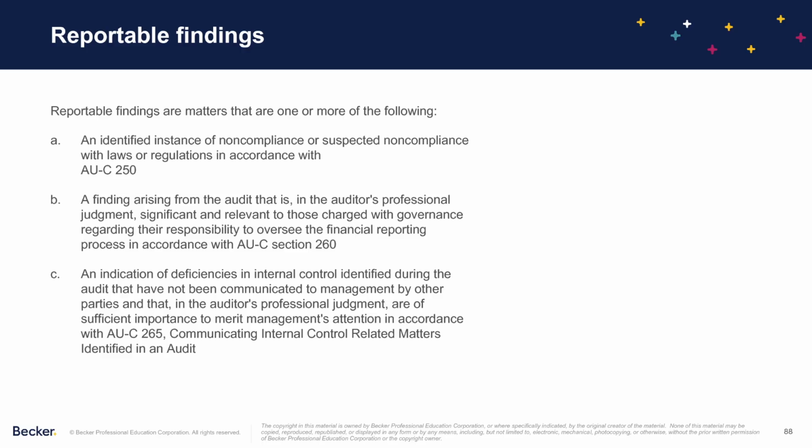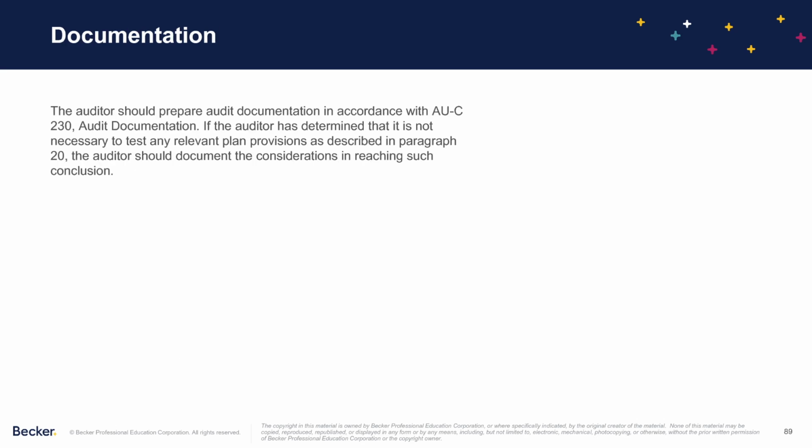So when you are doing your audit work and you identify something that's not in accordance with the criteria, for example, the plan instrument, you need to evaluate whether it should be reported under this reportable findings definition. If you are going through this, the auditor should prepare audit documentation in accordance with AUC 230, which is our audit documentation standard. If the auditor has determined that it is not necessary to test any relevant plan provisions under paragraph 20, then we would want that documentation as well.